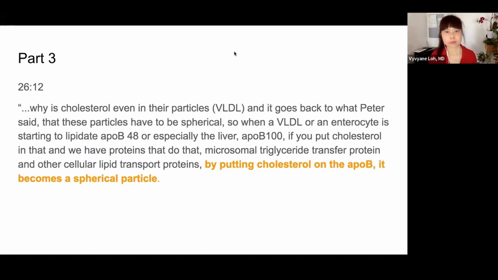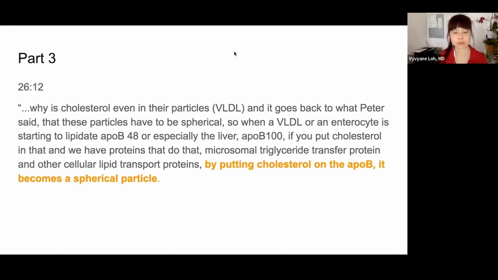So I explicitly went over that the functional purpose of chylomicrons and VLDLs is to deliver energy in the form of triglycerides to the adipocytes and myocytes, and phospholipids, not to deliver cholesterol to any darn cell in your body. So spend your time reading on it. That's what they do. You could even make the case that if they're not delivering cholesterol, why is cholesterol even in their particles? And it goes back to something Peter said.